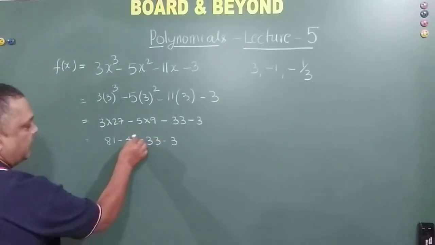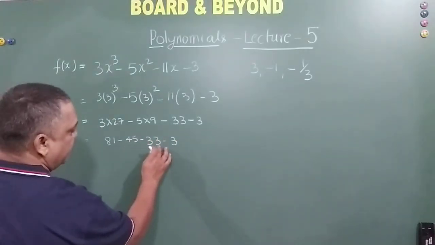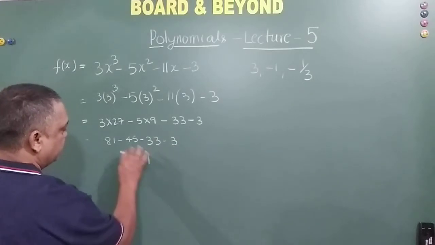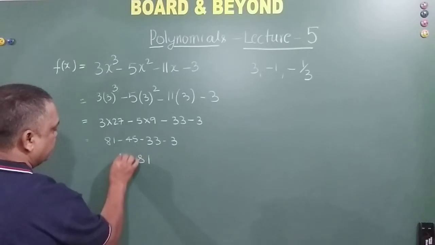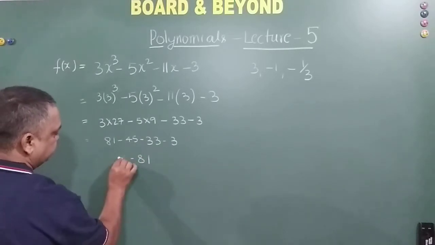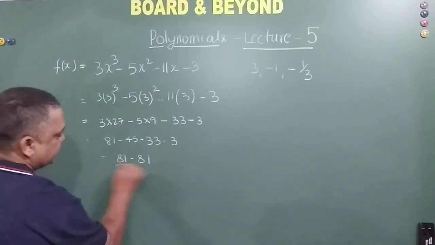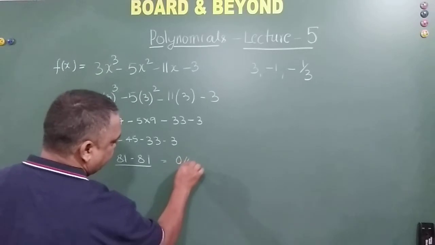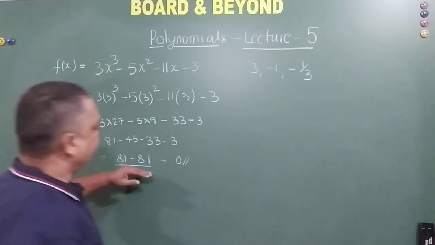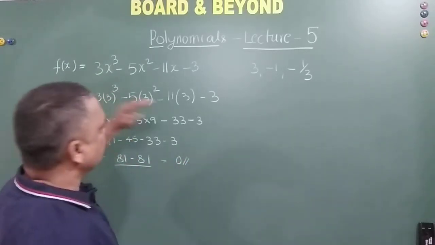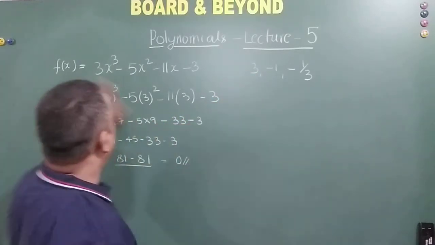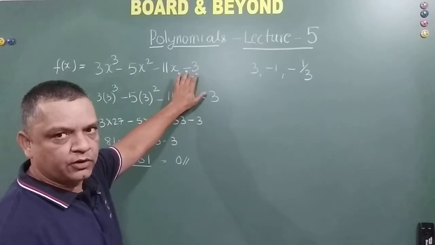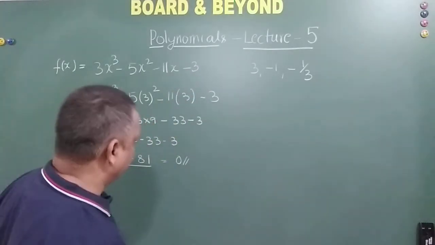Now let's add this: 5 plus 3, 8, plus 3, 11, 1 carries, 5 plus 3, 8. So 81 minus 81, which gives us 0. So we have verified that x equal to 3 is a root of this polynomial. So 3 is one of the roots of the polynomial, right?